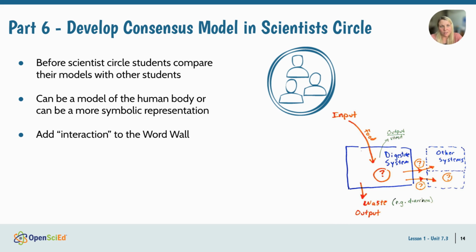For example, some classes may want to use the outline of a human body as their model for a more realistic representation, or it may be a good opportunity to show students that models don't have to look exactly like what they're supposed to be showing and could be a more graphic representation like the one that you see on the slide. The importance of this part of the lesson is simply identifying what we know, what we agree on, and where we still have questions.